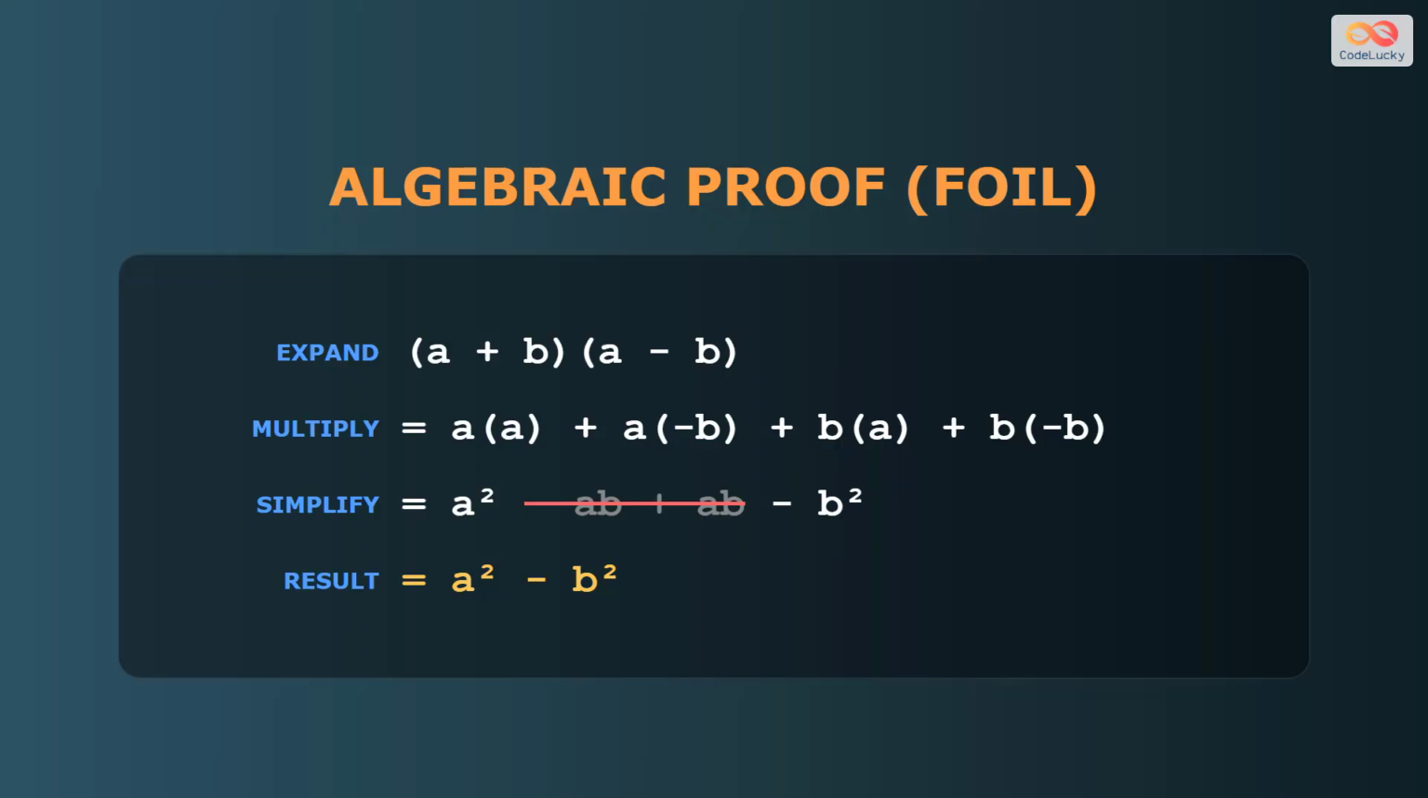Now let's prove it with algebra, using the FOIL method. We multiply the first terms to get a squared. Then the outer terms give minus ab, the inner terms give plus ab. Finally, the last terms give minus b squared. Notice that minus ab and plus ab cancel each other out perfectly, leaving us with just a squared minus b squared.